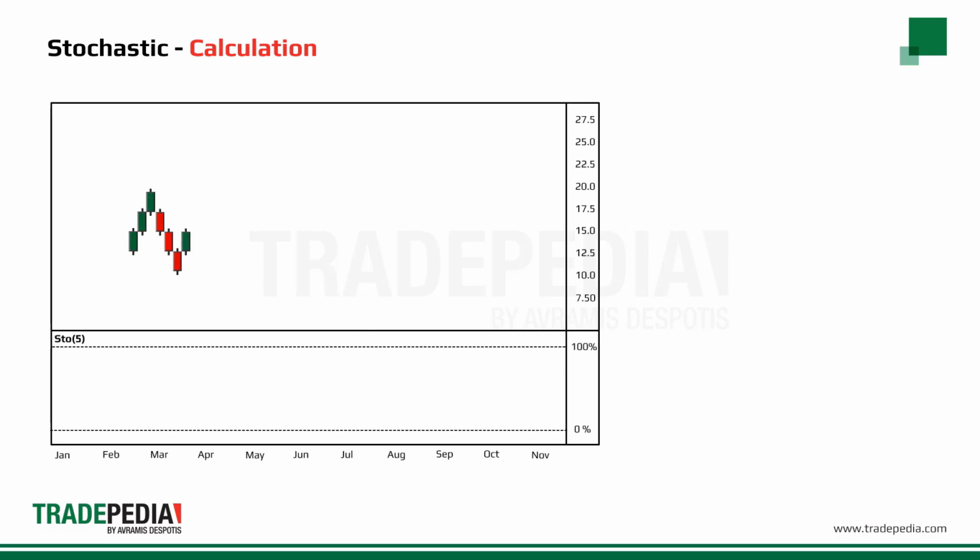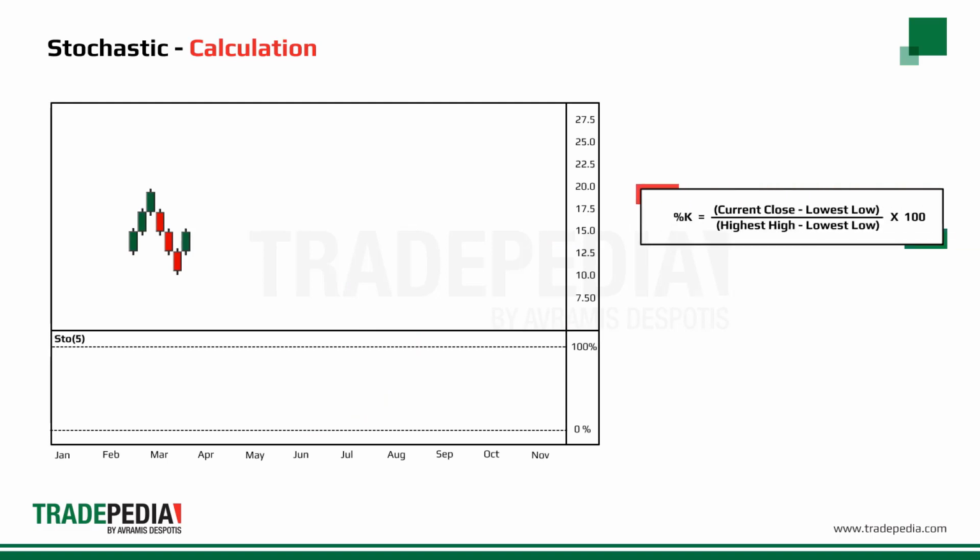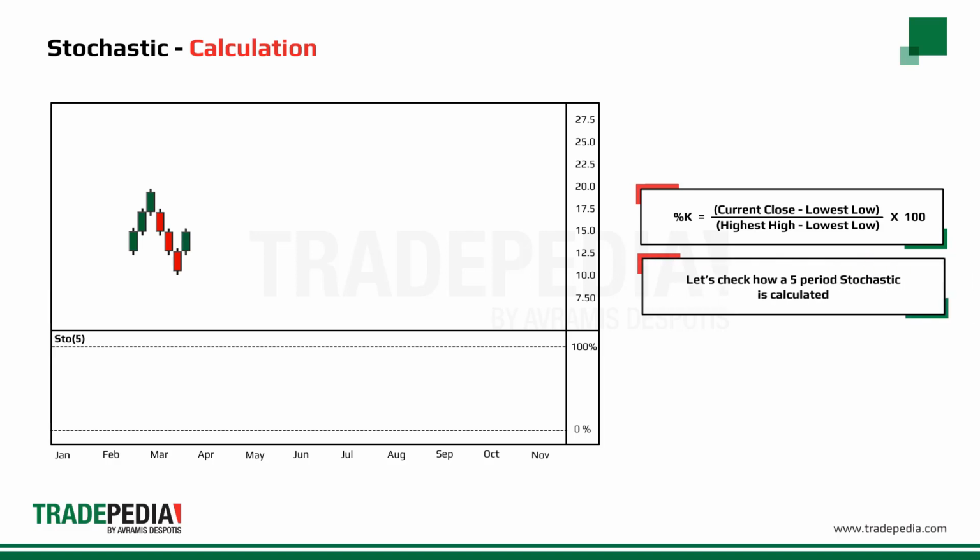The formula for calculating the stochastic is as follows: current close minus lowest low of a given period divided by the range of the given period times 100. Let's check how a 5-period stochastic is calculated. In our example, the lowest low of the last 5 candles is at 10, and the highest high at 20, and the current close is 15. Putting these numbers in the formula gives us our first point at 50%.